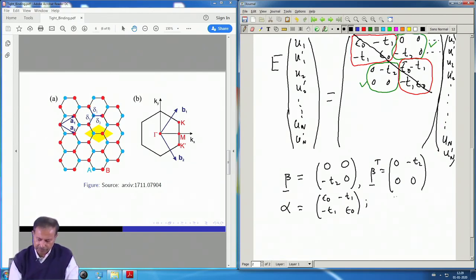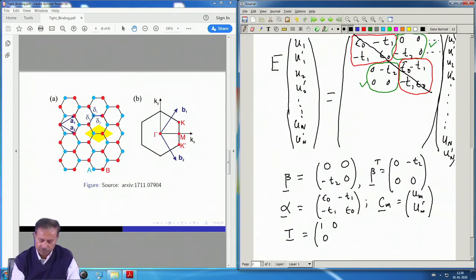and the vectors which I now write as C m equal to u m, u m prime. And exactly as before, we will now look at the mth row, and so we will write down the equation for the mth row, but let me just write down the matrix first, using these 2 by 2 conventions. I also use the identity matrix, which is 1 0 0 1 in 2 dimensions.